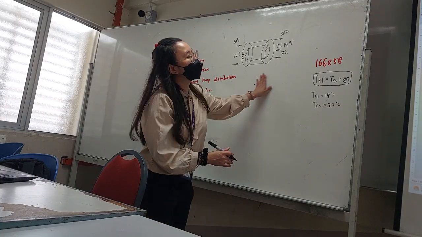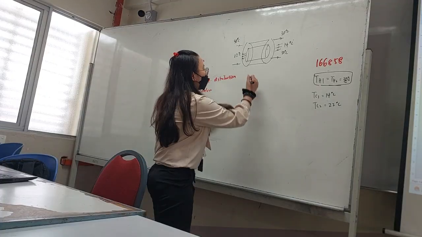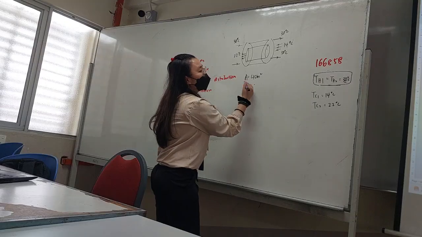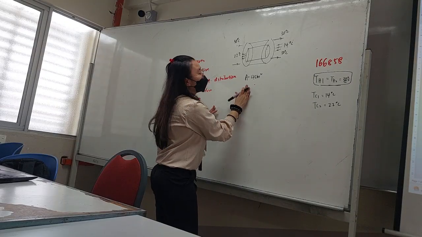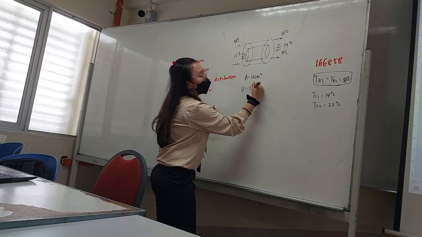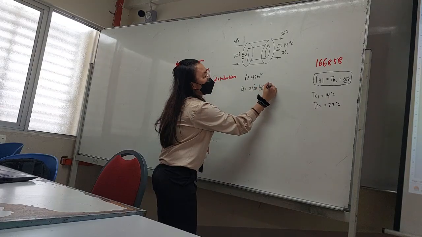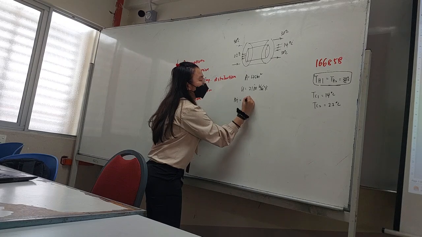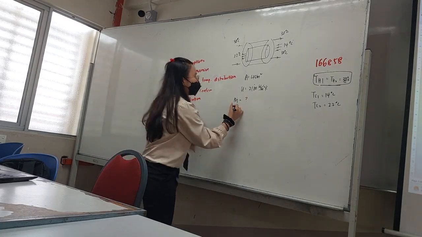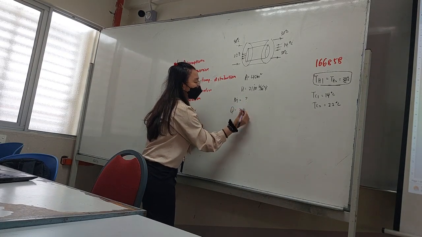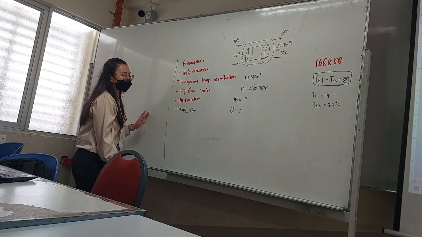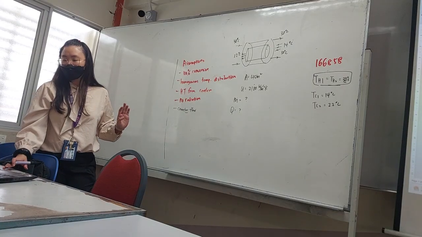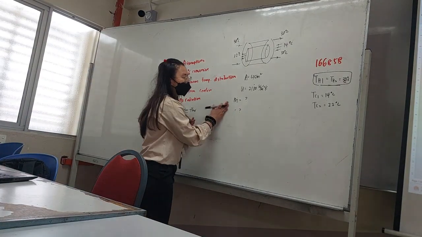The question gives you the surface area, 45 meters square. The U value they give you is 2100, watts per meters square Kelvin. So they want you to calculate the mass flow rate, and also the condensation. They want to calculate the rate of condensation.